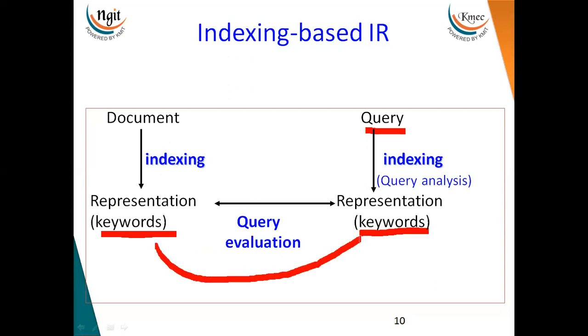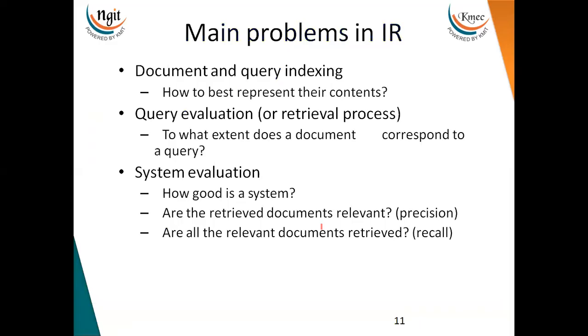When both the keywords are matched, my query is evaluated and my information need will be satisfied. Now, what is the main problem here? How are you going to use the indexing technique for your document? How are you going to match the keyword in your query and the keyword in your document? And how will you say that my information need is satisfied, my system is good? For this purpose, you have to use two evaluation parameters.